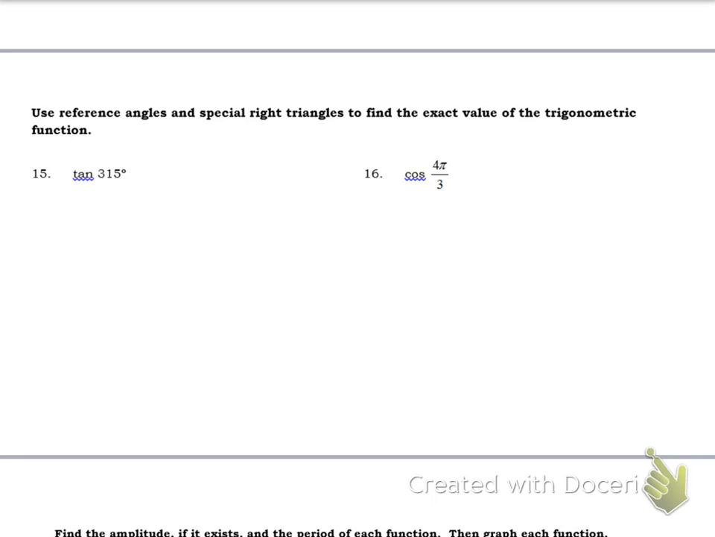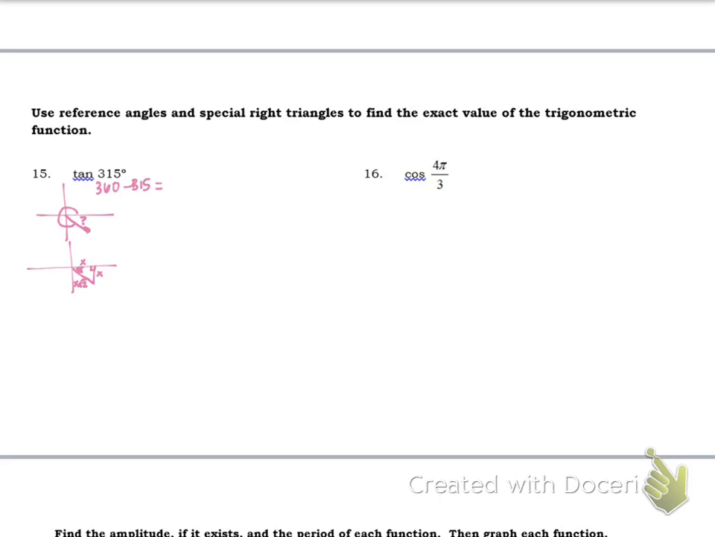Okay, use reference angles and special right triangles to find the exact trig value. So first we have to find the reference angle. So 315, it goes 0, 90, 180, 270. So 315 sits right here. Closest to my x-axis, my reference angle will be here. So I do 360 minus that 315 to get my reference angle. So 45, so if I redraw them, it is a 45, 45, 90, so I've got my x and my x square root 2.